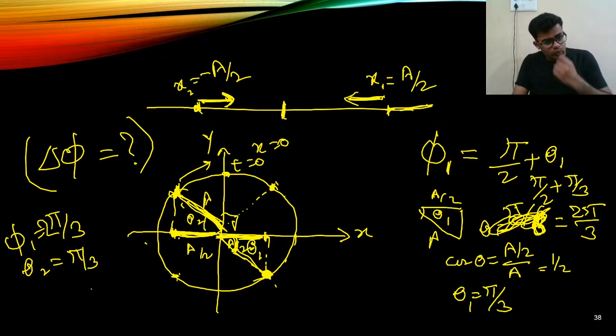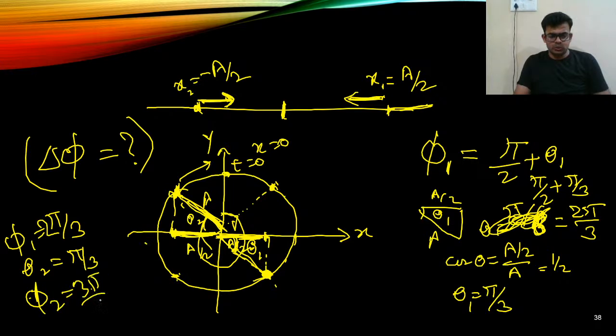So now what is the total angle? It is coming from here to here. So I will say pi by 2 plus pi by 2 plus pi by 2. So total phi 2 is 3 pi by 2 plus pi by 3.